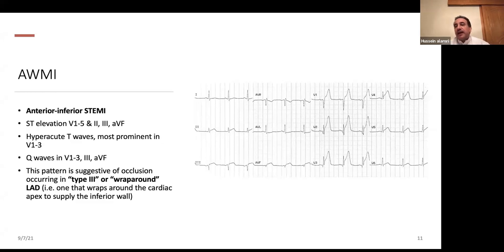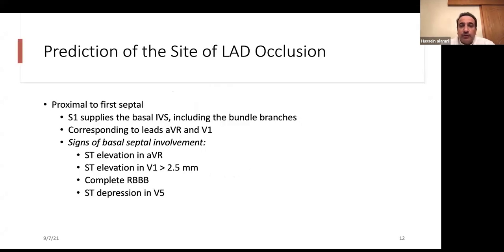This is when you have type 3 LAD or wrap-around LAD that supplies the inferior wall. You will find that there is anterior and inferior ST elevation MI. This indicates a wrap-around LAD or type 3 LAD infarction. Okay, so how do you predict the site of LAD occlusion?